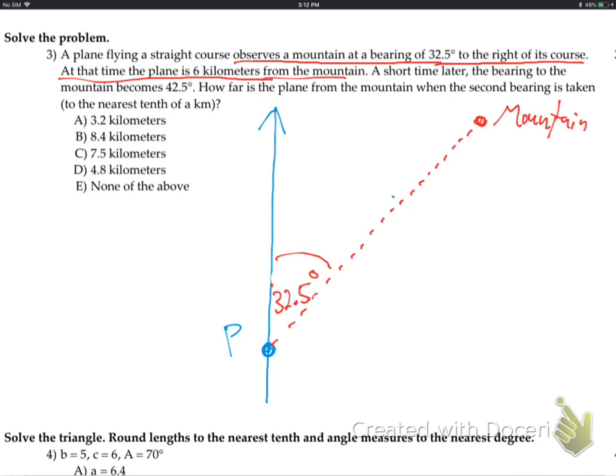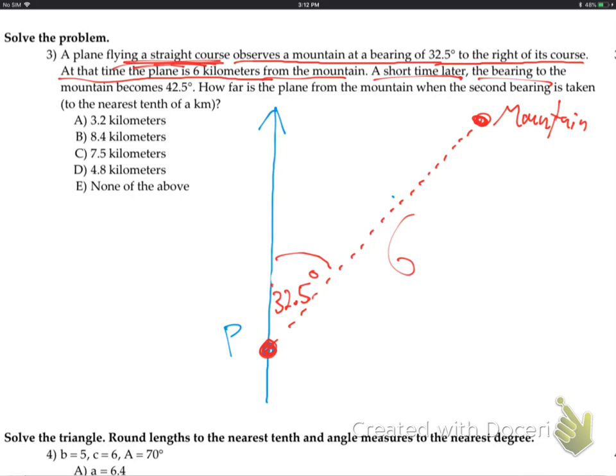At that time, the plane is 6 kilometers from the mountain. This is 6, in other words. At this moment, when the plane looks over at the mountain at 32.5 degrees to the right of its course, the mountain's 6 kilometers away from the plane. All right, then time goes on. A short time later, now remember he's flying straight. He just keeps flying a straight course.